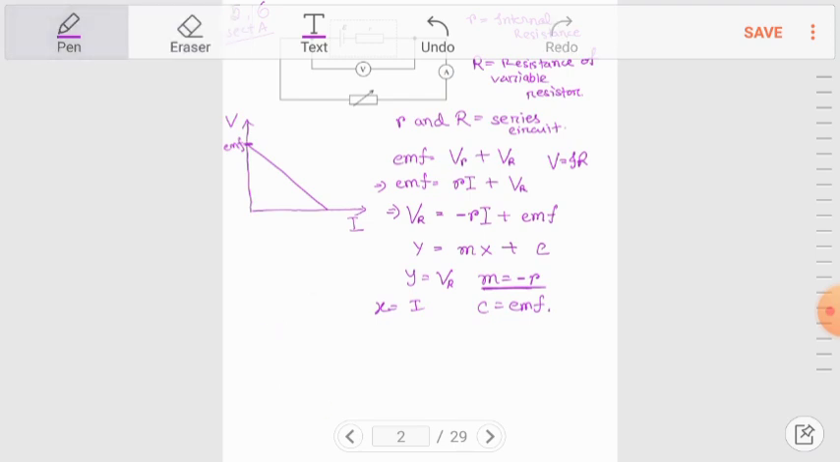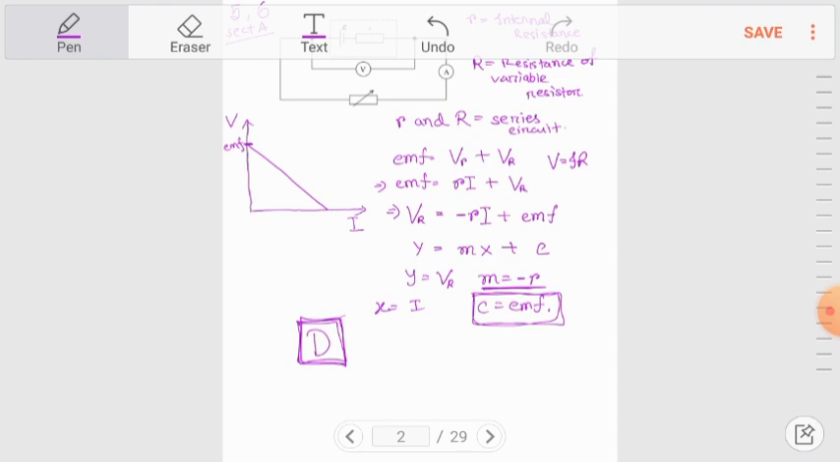Option D says the y-intercept of the graph is the EMF, which is correct, because here you can see that EMF is equal to c, and c is the y-intercept. So option D is the correct answer for question number 5. I hope question number 5 was clear.